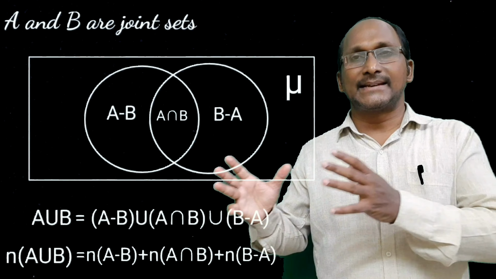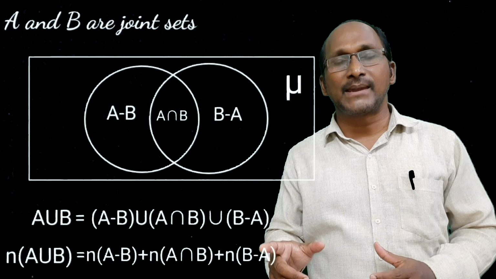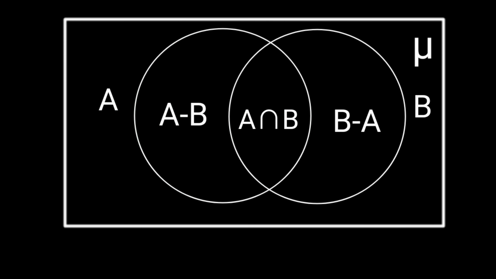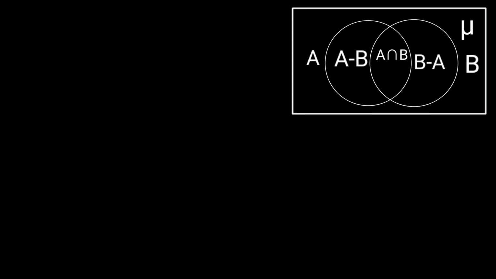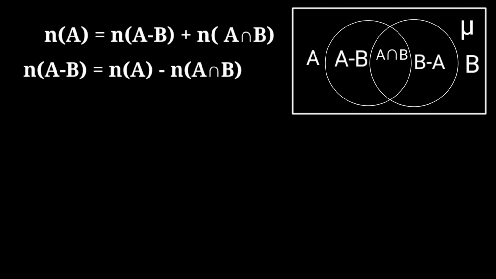Now let us see the derivation of the relation between A, B, A union B and A intersection B. Now let us try to derive the relation between the cardinal numbers of the sets. For this, let us observe from the Venn diagram that n(A) is equal to n(A minus B) plus n(A intersection B), which means n(A minus B) can be written as n(A) minus n(A intersection B).